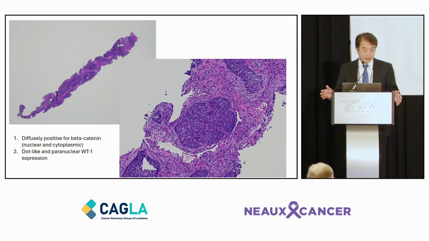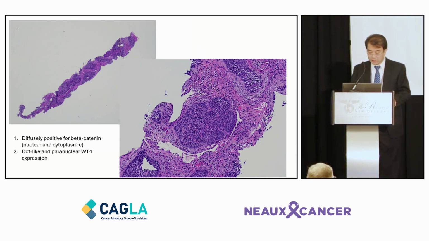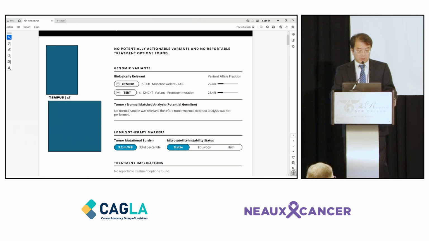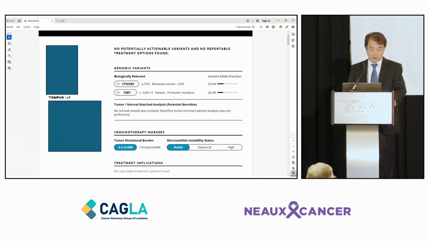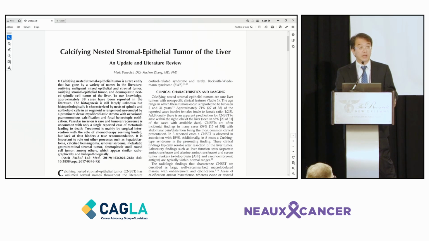And characteristically, by immunostains, you have strong beta-catenin expression and WT1 expression. This is Tempus NGS. Tempus NGS reported CTNNB1, which is beta-catenin, and TERT promoter mutation. All right, tumor mutation burden is low. So when I got this case, I really had no idea what this disease is. So I wanted to learn more.